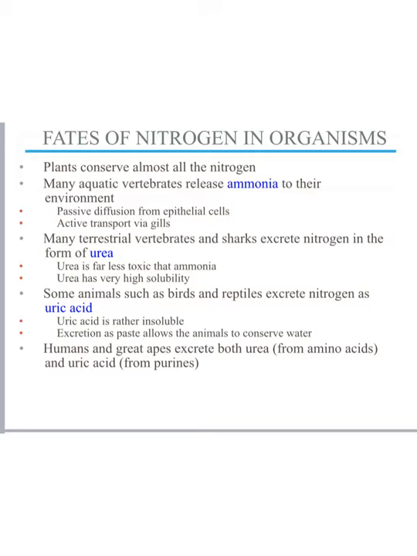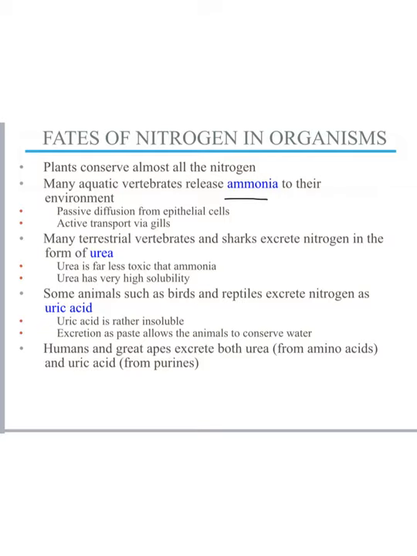Okay, so again, this goes back to the idea that different organisms have different fates of nitrogen. Plants almost entirely conserve their nitrogen. They don't really have a nitrogen excretion pathway or process. They conserve that nitrogen and use it in their metabolic pathways. Aquatic vertebrates can release their nitrogen directly as ammonia into the environment. It can pass through by diffusion through their epithelial cells and active transport through their gills.